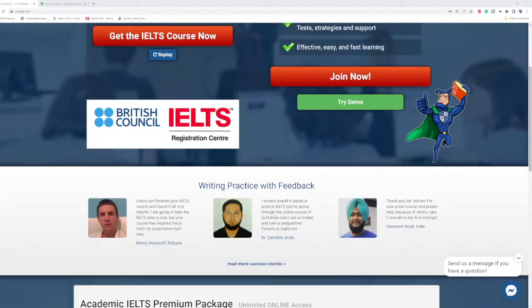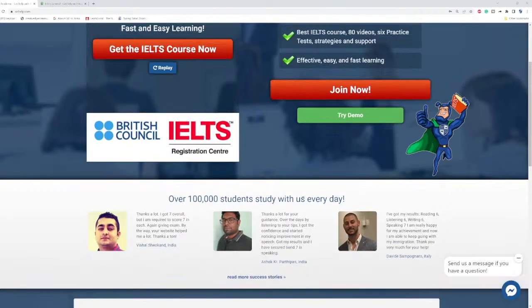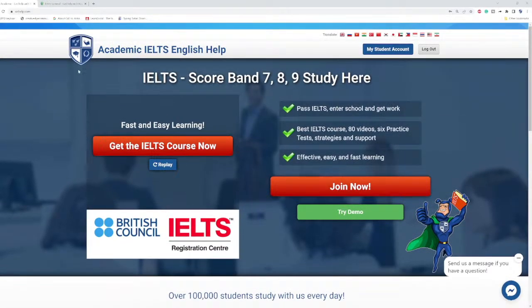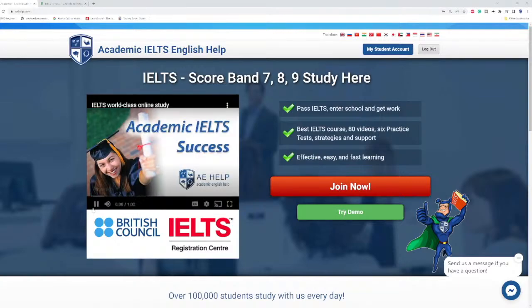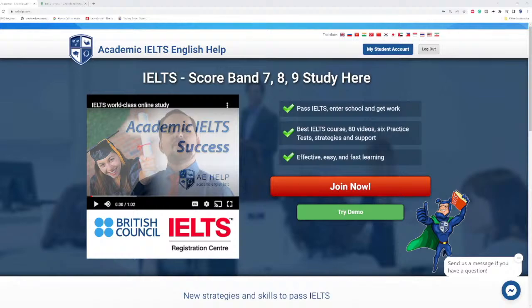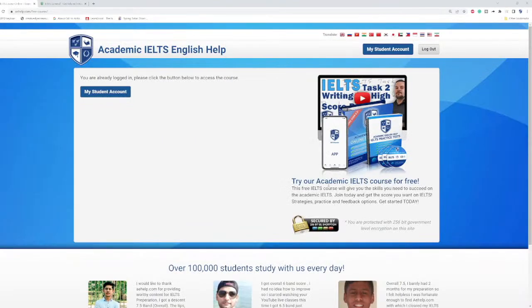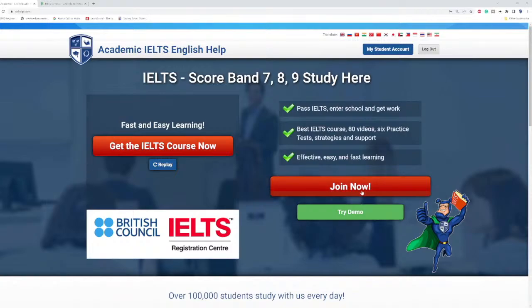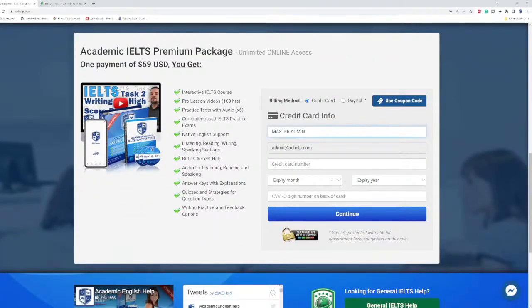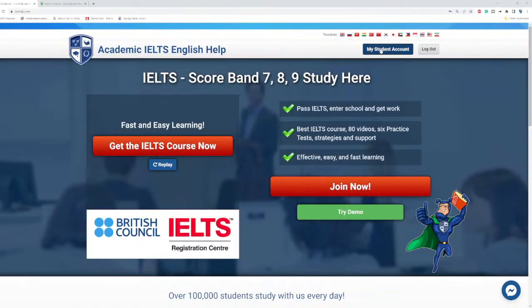Go to our website. You can go to aehelp.com. The website will look like this when you go to it. So aehelp.com, and then create a student account. Click on the green button. Try the demo. That one's free. I already have an account, so it's just asking me to log in. Or you can click on the Join Now button and then purchase the premium package, which is a great idea. And then log into your My Student account.